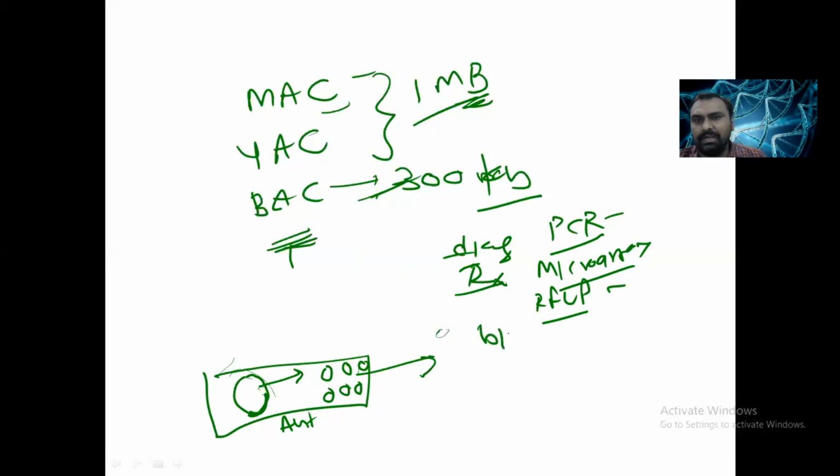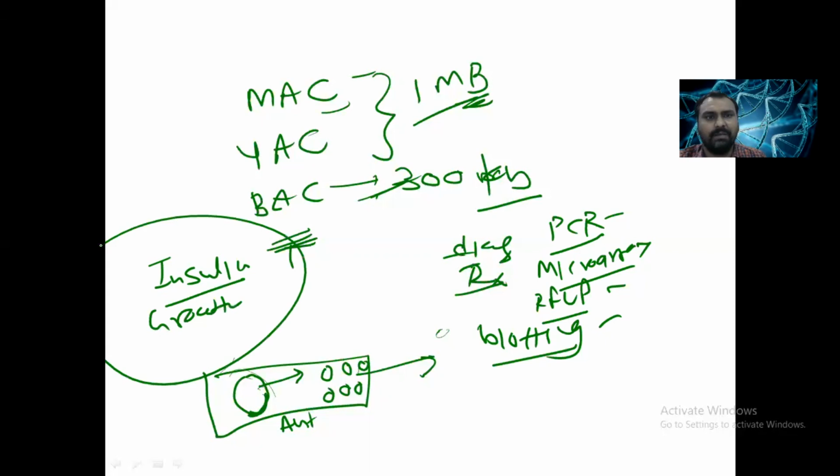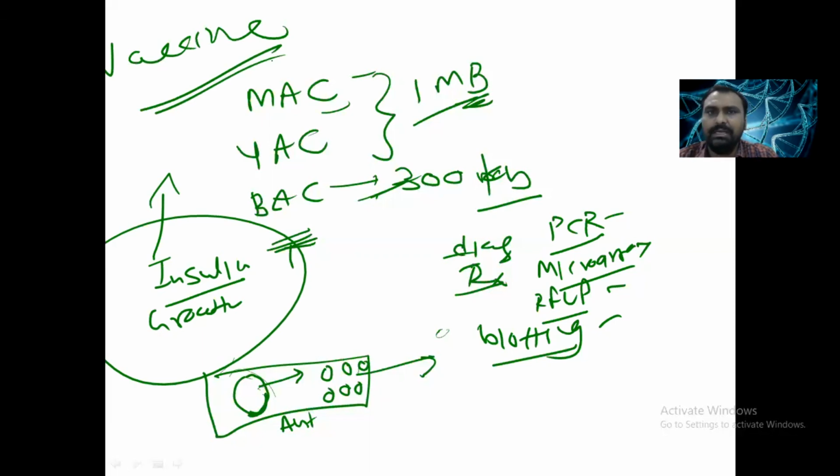With the help of blotting technique, we can transfer the DNA. In Southern blotting we can identify the DNA, in Northern blotting we can identify the RNA, and in Western blotting we can identify the proteins. So there are many uses. We can make the proteins like insulin. We can make the growth factor with the help of the pharmaceutical use of recombinant DNA technology. We can make the vaccine. So these all are the uses of recombinant DNA technology.